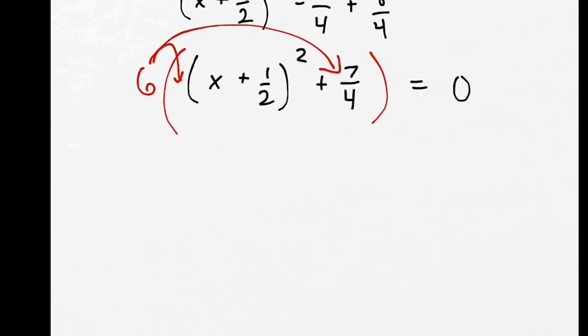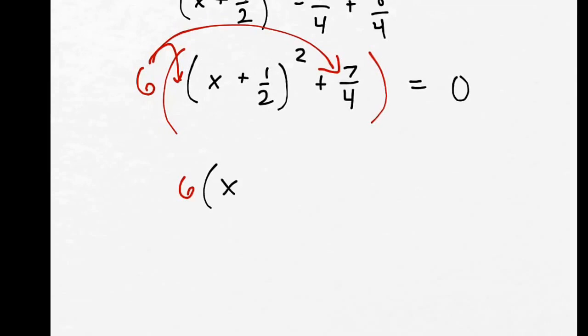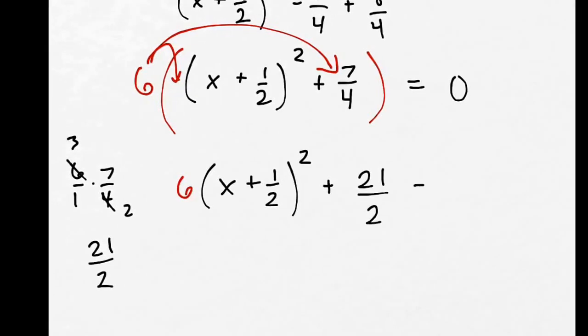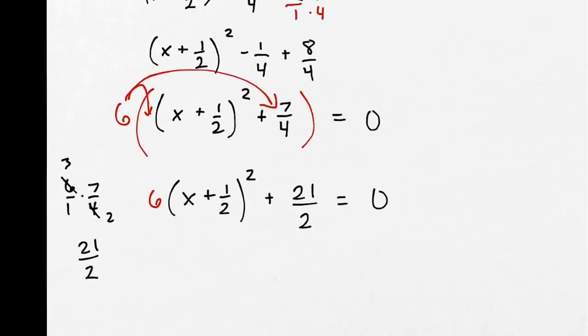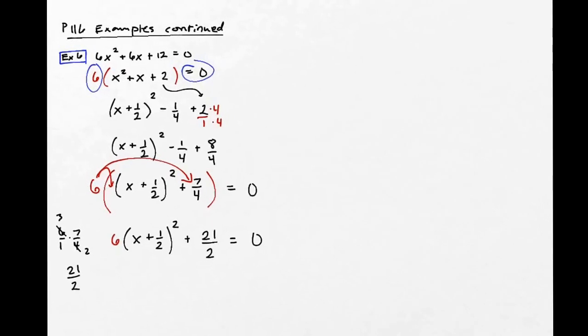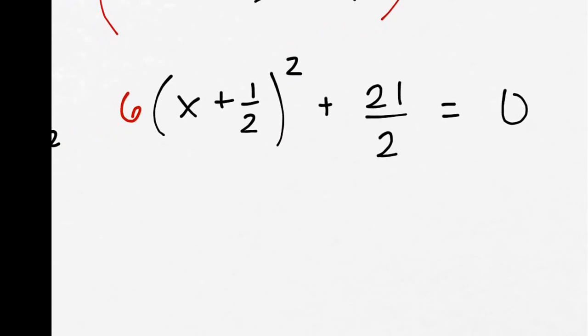So we'll take this and we'll have 6 in the front and then x plus 1/2 squared. And then we're going to have, what is 6 over 1 times 7 over 4? I can reduce that. Divide by 2, that's 3. Divide by 2, that's 2. So that would be, what, 21 over 2? Yeah. So 21 over 2 equals 0. And now the instructions were to solve by completing the square. So I completed the square, and we know how to solve this. We can do that. That's easy.